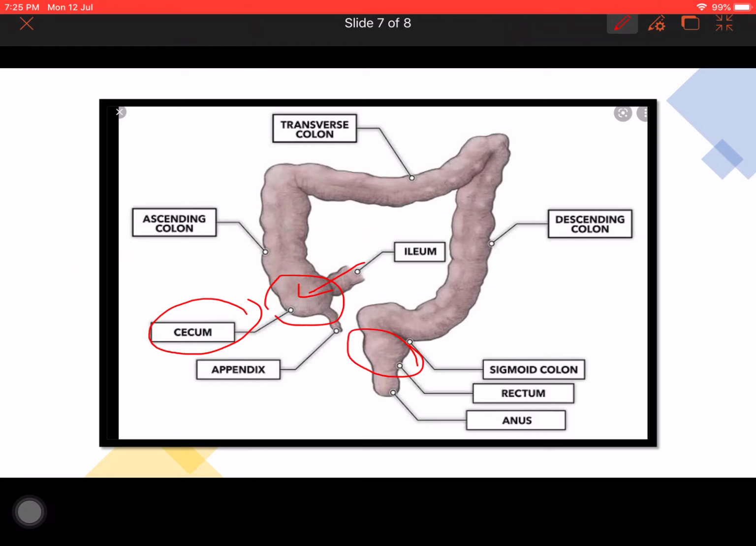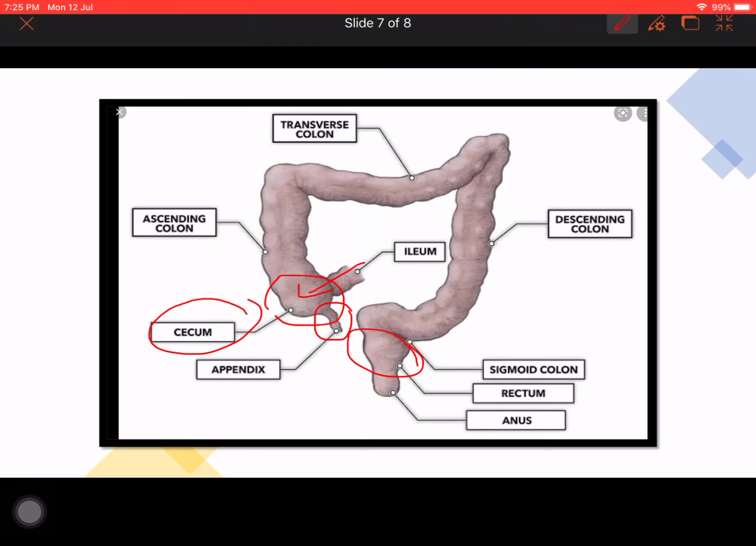So at the junction of the small intestine it is a blind pouch, and here you can see it is a worm-like shape, right? It is called the vermiform appendix, which projects from the blind end of the cecum, and it is a functionless vestigial organ. So what is a vestigial organ? The organ which is not used.